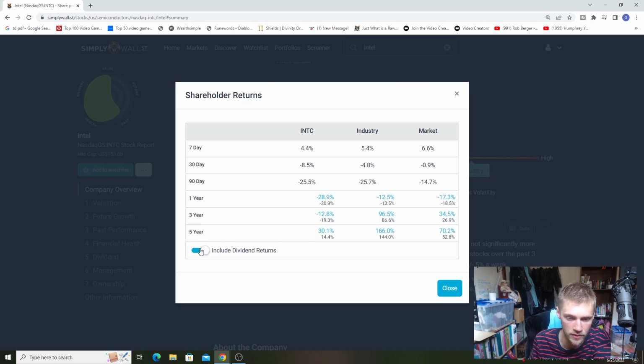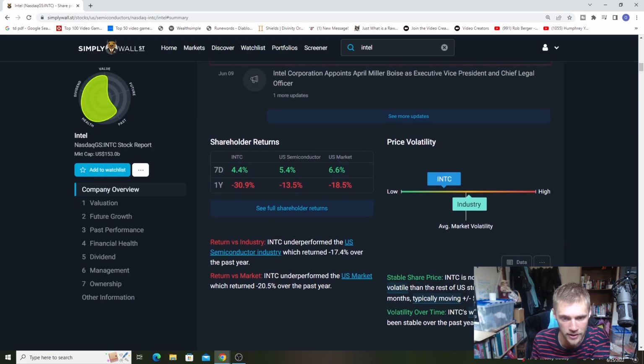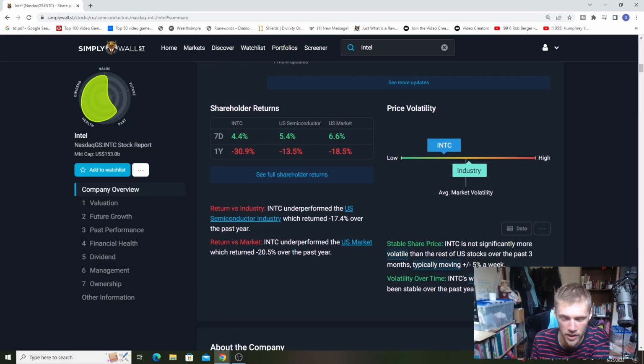But if we include the dividend returns, obviously that's compounding, that's reinvesting those dividends. It really gives you a more accurate representation of what the actual return is like. So the 1-year return is actually only negative 28%, 3-year is negative 12%, and the 5-year is 30% plus. So it makes a big difference to actually know all the facts. So I do like that the tool shows that. And we can see the price volatility. So Intel is, I guess, below the market average.